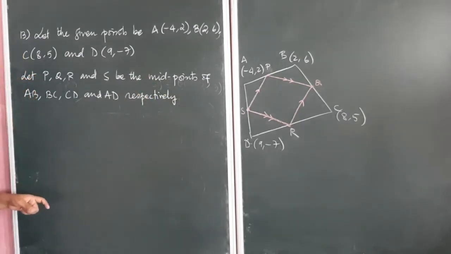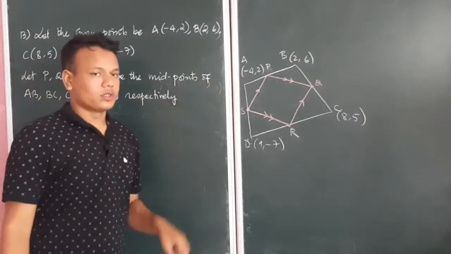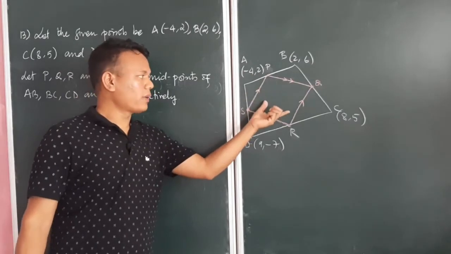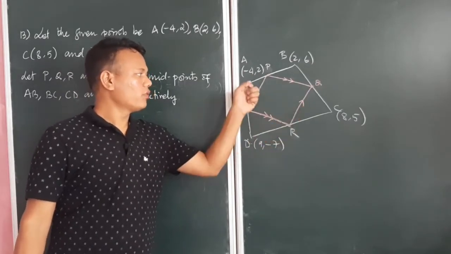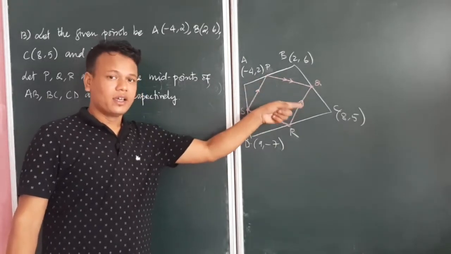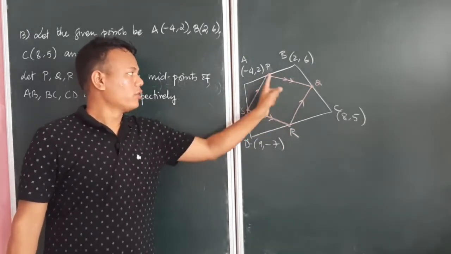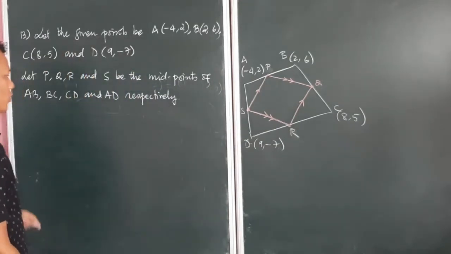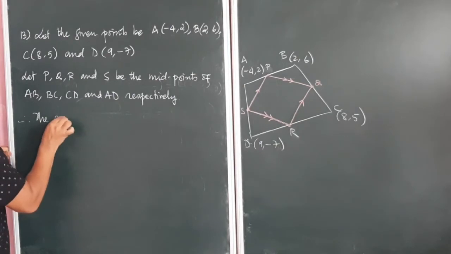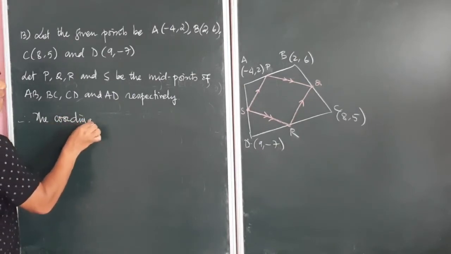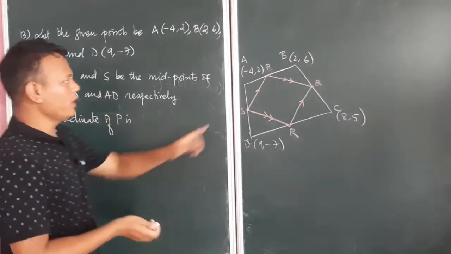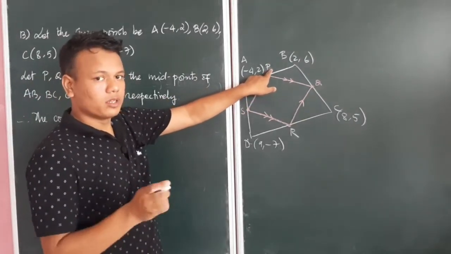Okay, so we have seen what the midpoints are. So let us find the coordinates of each, because in order to show that this is a parallelogram, we need to find the slope of each line, and in order to find the slope of each side, we need the coordinates of the vertices. So therefore the coordinate of P: let us make use of the midpoint formula.